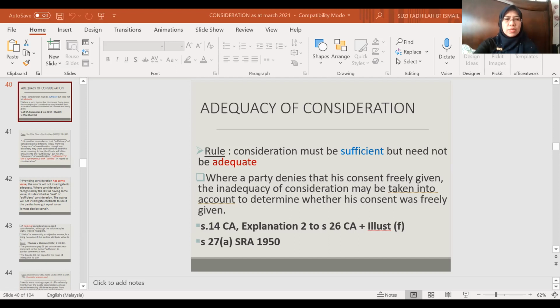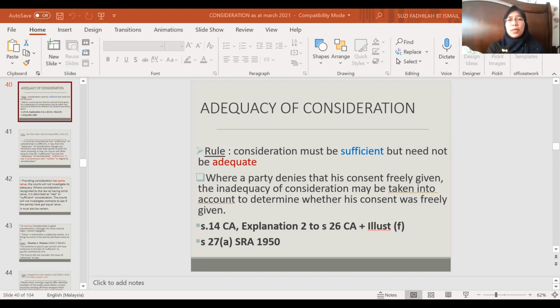We go to section 26, explanation part. I need to scroll down. Okay, this is 26. Agreement without consideration void unless, and we focus on explanation 2. It is stated here, an agreement to which the consent of the promisor is freely given is not void merely because the consideration is inadequate. But the inadequacy of the consideration may be taken into account by the court in determining the issue whether the consent of the promisor was freely given.